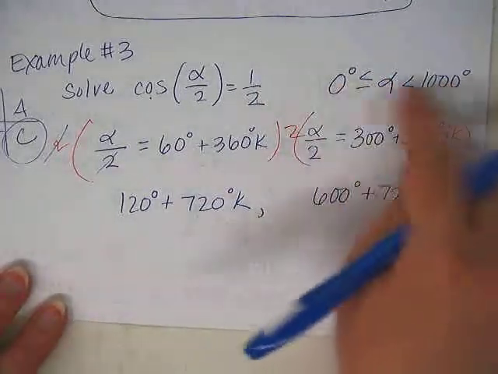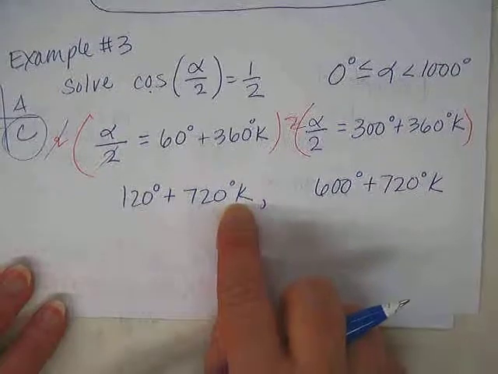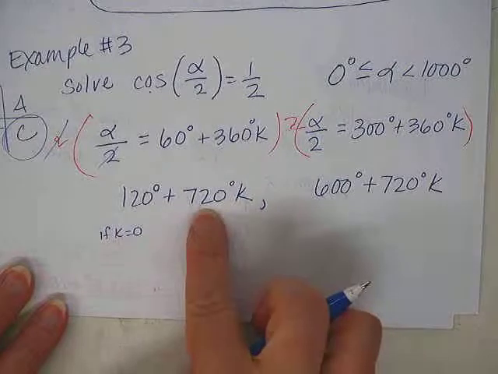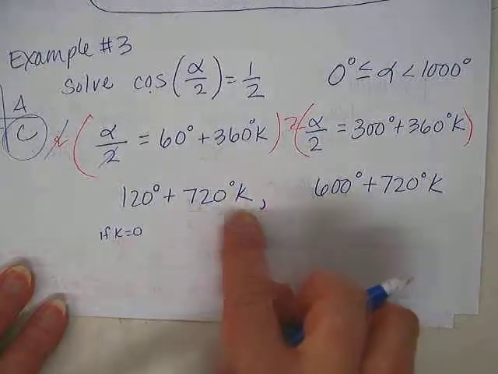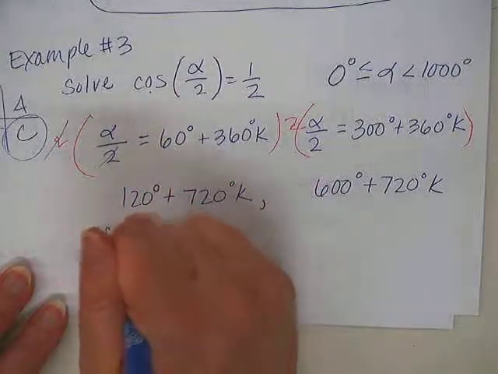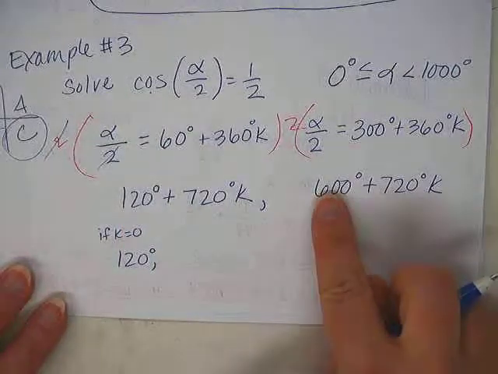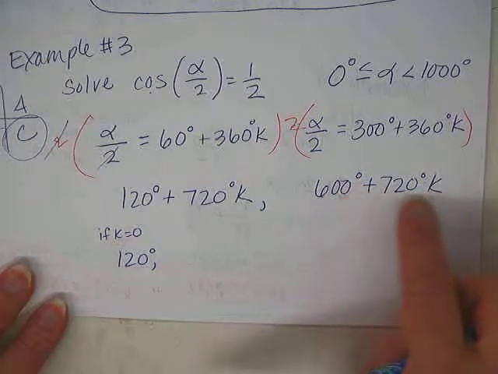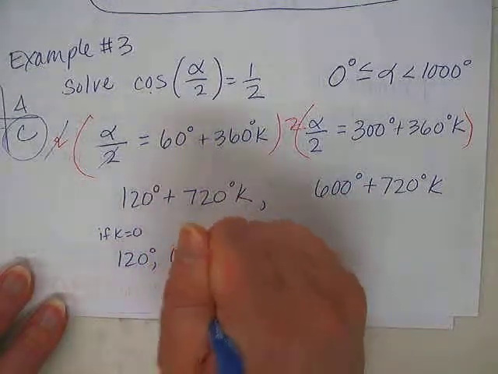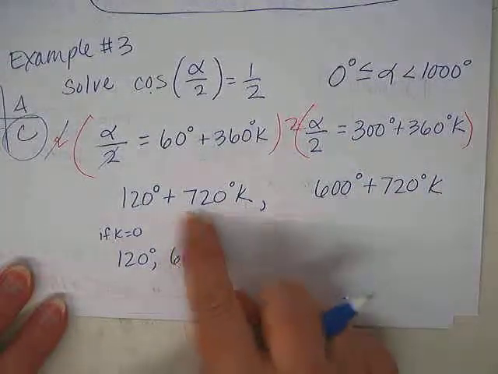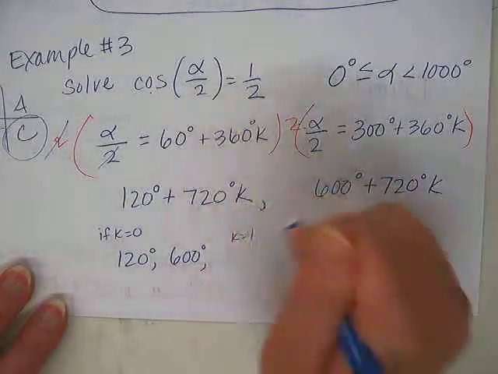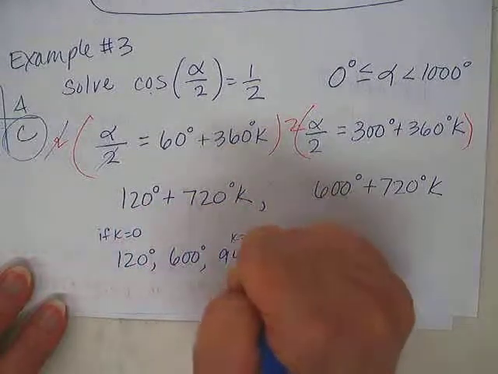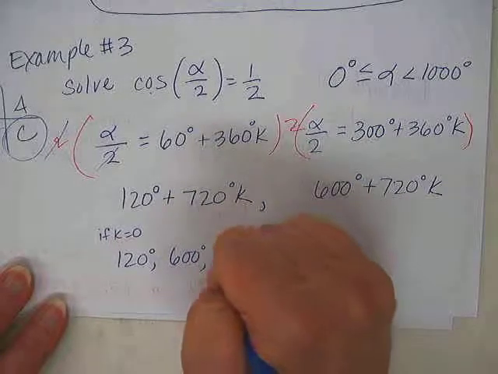So now we have to go through and figure out what answers are actually going to fit in this. So if k is 0, 720 times 0 is 0. So that answer would just be 120. And then the next one is this one here. If k is 0, then it's 600 plus 0, which is 600. Then we let k equal 1. So k equal 1 would be 720 plus 120, which is 840.